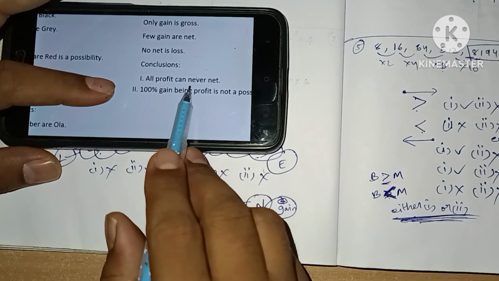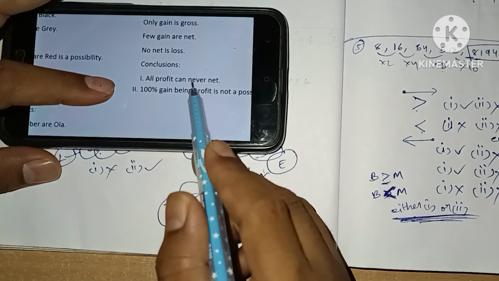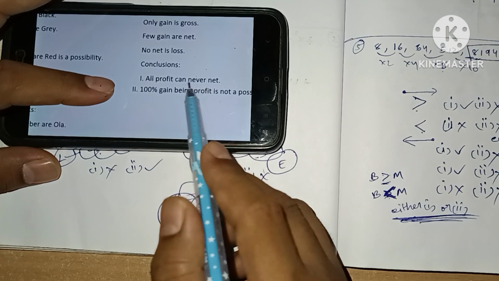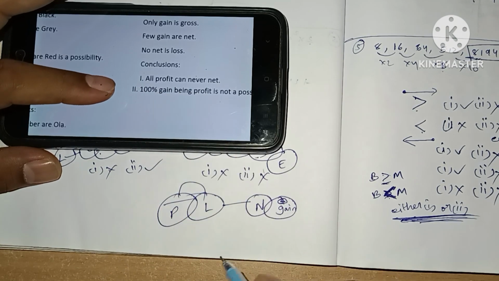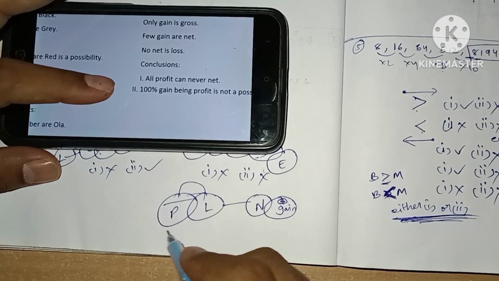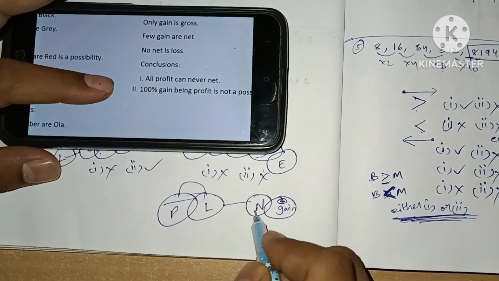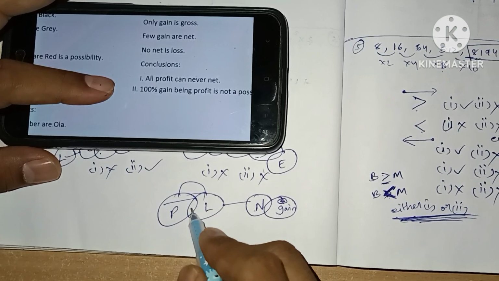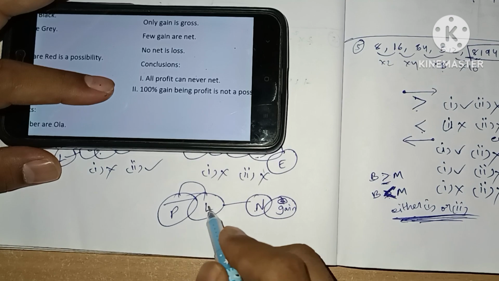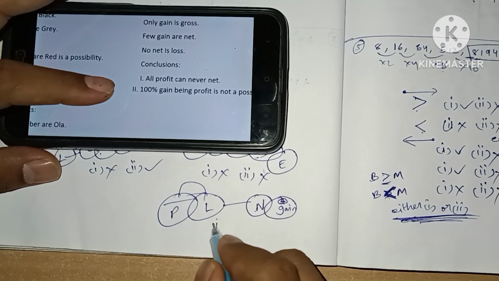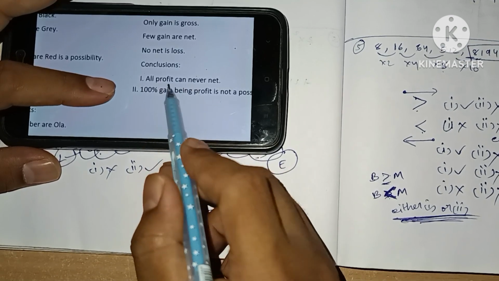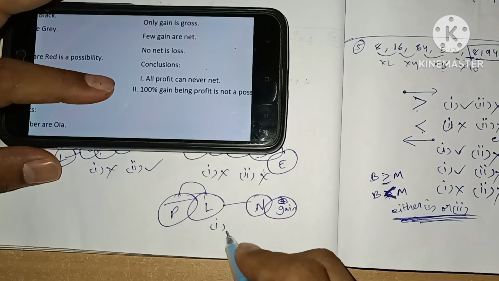Let's see conclusions. All profit can never be net. We see never here. So we check whether all profit can be net. All profit can be placed inside net. No, it is not possible because of sharing with loss. So for the first conclusion, all case fails. All case fails means the all never case will be true.